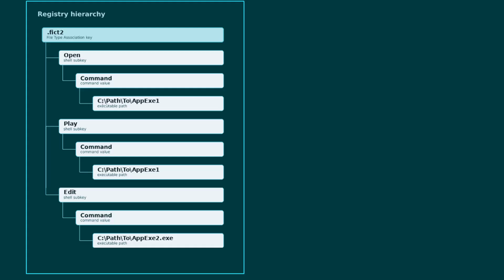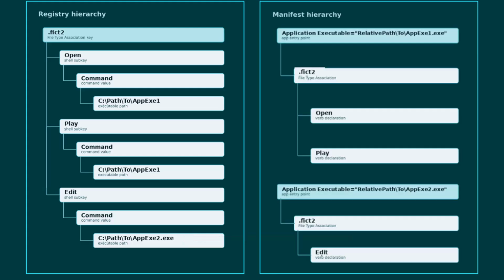Now let's look at the setup for the .fic2 FTA. It has the same things in the Windows Registry that we had for the .fic1, but there's a third shell integration verb. The target command for both the open and play verbs is the same exe, appexe1, with different arguments. But the target command for the edit verb is a different exe named appexe2. The mappings for this might look like what you see on the right.